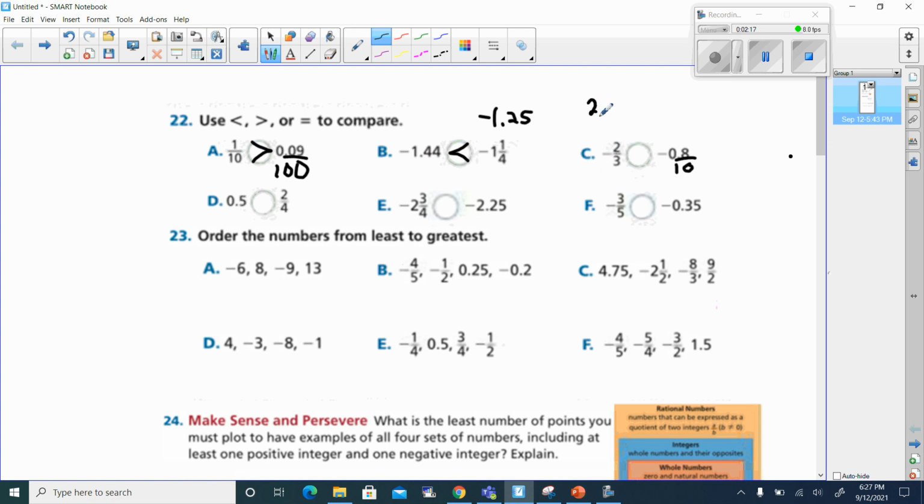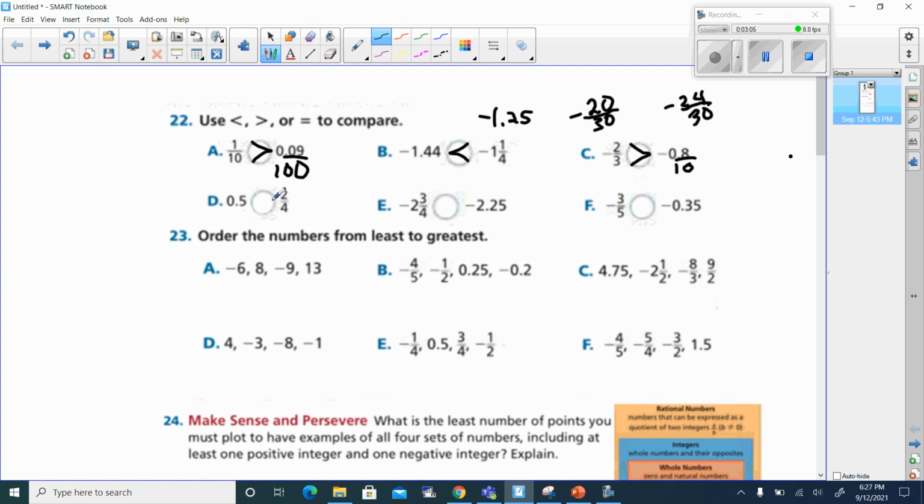10 each side over here is going to give me 20 over 30. 3 to this side will give me 24 over 30. And now we remember these are both negatives. So once again, 24 is going to be farther to the left on the number line. So it's smaller than 20 over 30. So negative 2/3 will be bigger than negative 0.8. And that's because of the negative sign. This is going to be farther to the left on the number line.